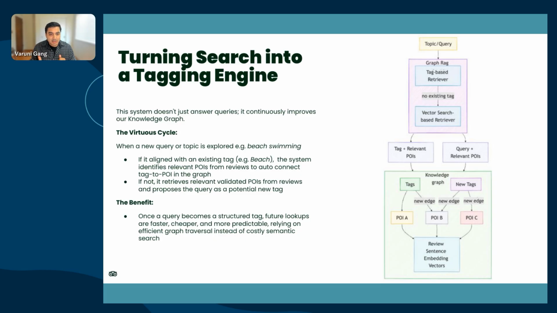We rerun this on a regular interval to capture new reviews and new trends that are mentioned in the reviews, correcting for outdated edges along the way. And in our latest run, this process restored thousands of missing tag POI connections and introduced over 100 new tag concepts that didn't exist before, all verified by our hybrid pipeline.